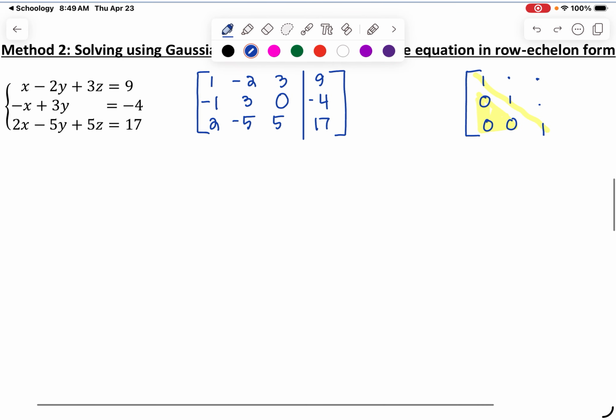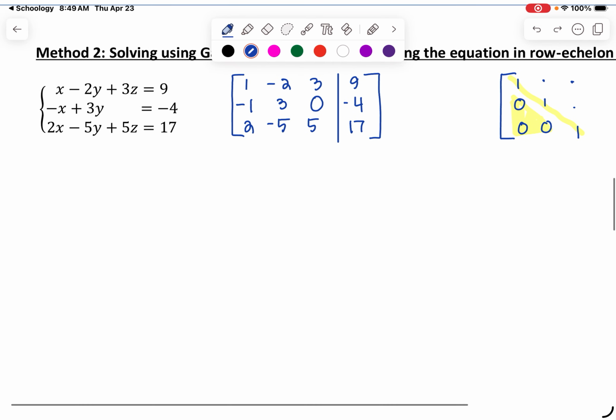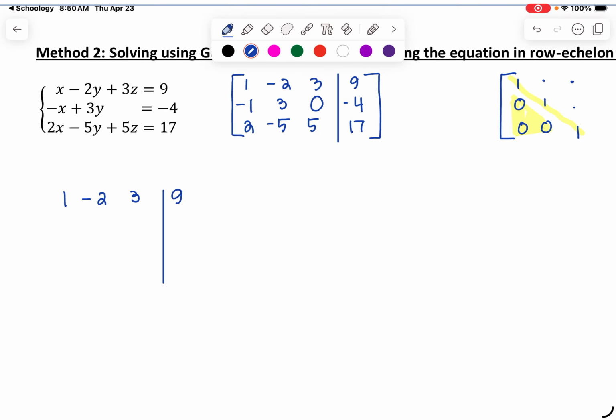Just kidding. All right. So if you look, there's already a 1 here, which is great, okay? But I want this to be a 0. That's my first goal, I need that to be a 0, okay? So I'm going to leave the first row alone. It looks good. 1, negative 2, 3, 3, 9. All right, so I want this entry to be 0, right?